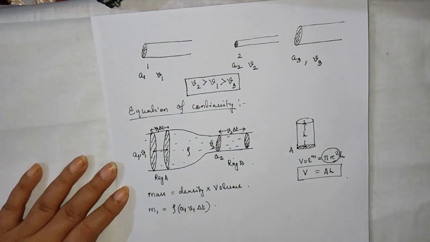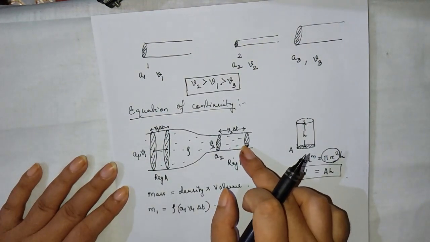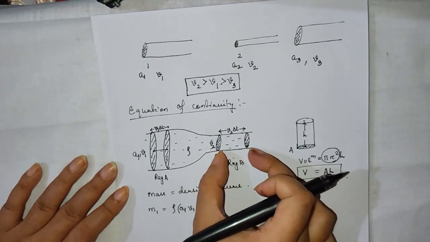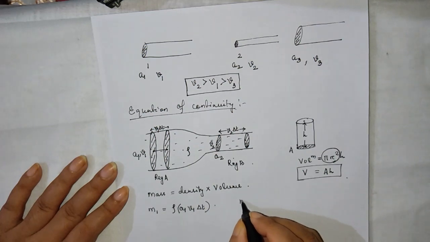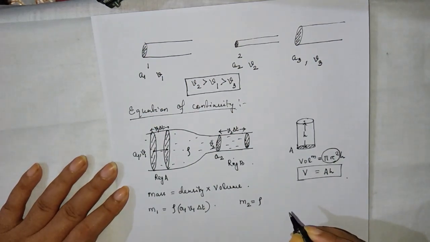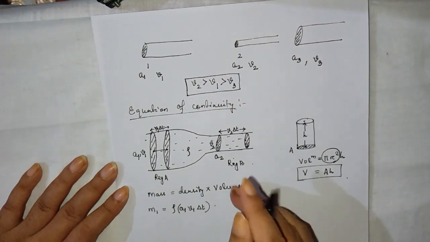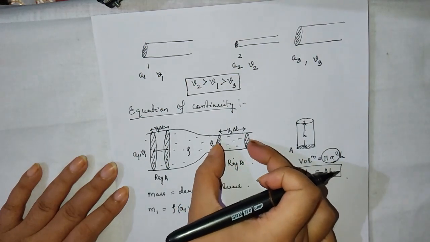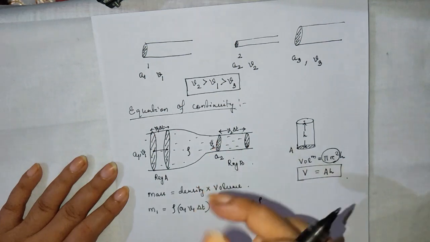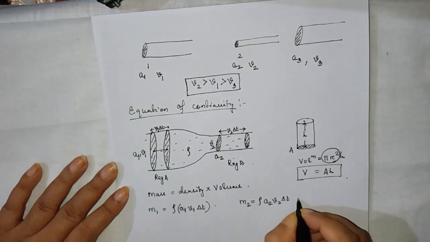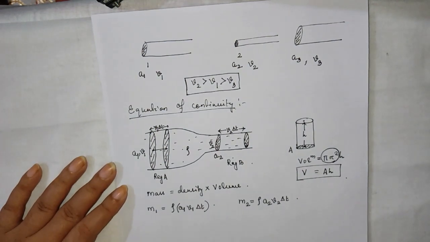Again, to calculate the mass flowing through the constricted or narrower region, region B, let us write it as M2. Then M2 will be equal to the same density, rho, times the volume, where the area of cross section is A2 and the distance traveled, or the height, is V2 delta t. So A2 V2 delta t.